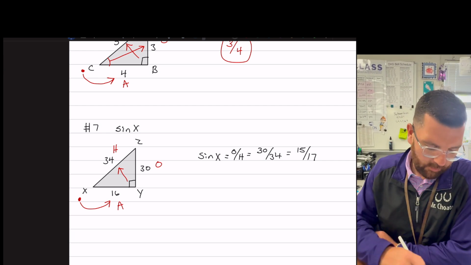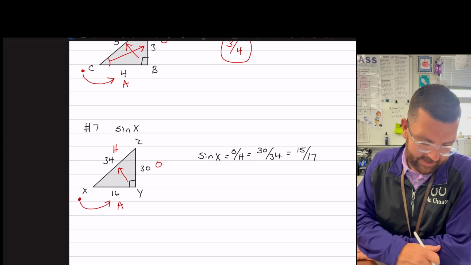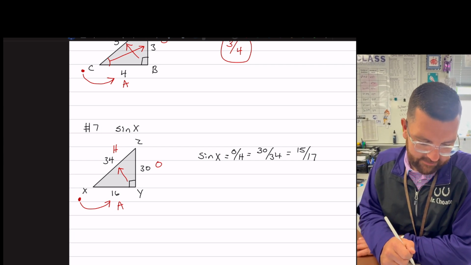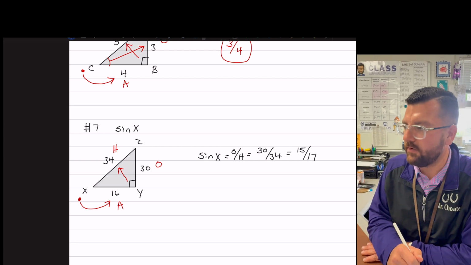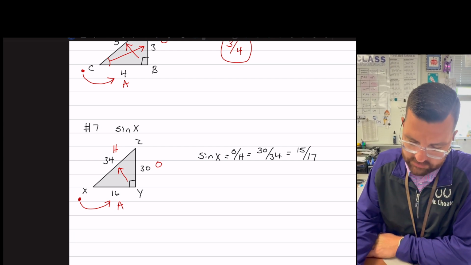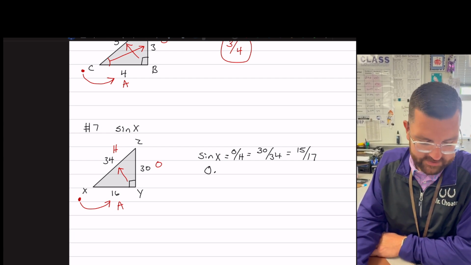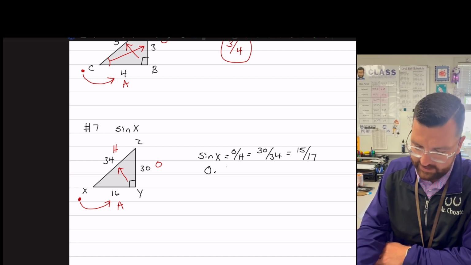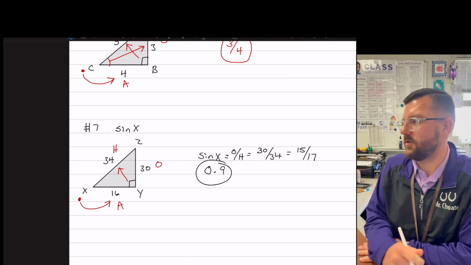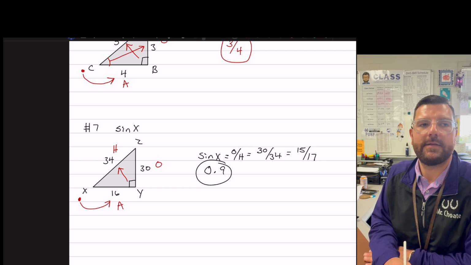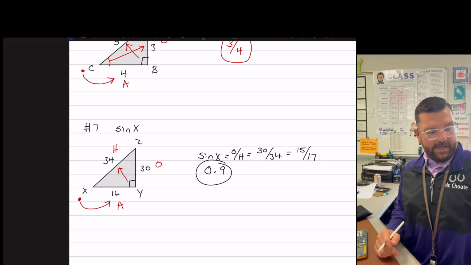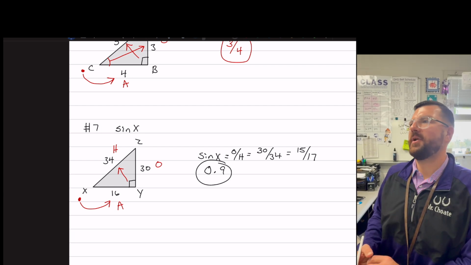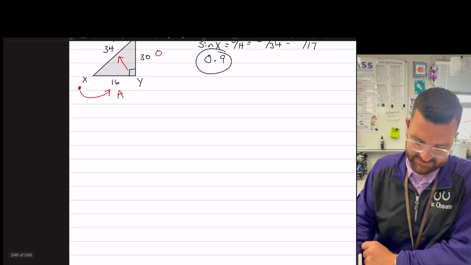So we're going to take 15 divided by 17, and we get 0.8823529412. You're just going to round to 0.9. That's my answer. Pick a number, 11 through 25. 24. Thank you. We'll do 24.